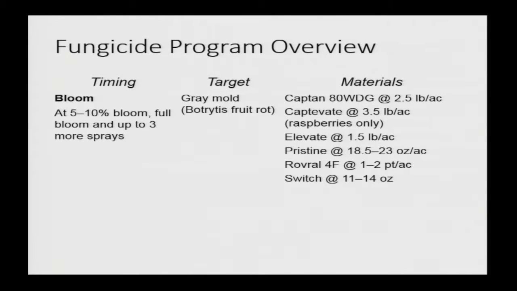So starting at 5 to 10% bloom, through full bloom, you're going to be targeting your gray mold. And you've got some materials here: Captan, Captivate, Elevate, Pristine, Rovral, Switch. These are our standard go-tos for botrytis.